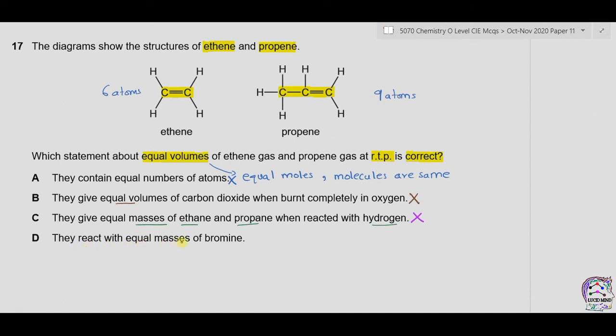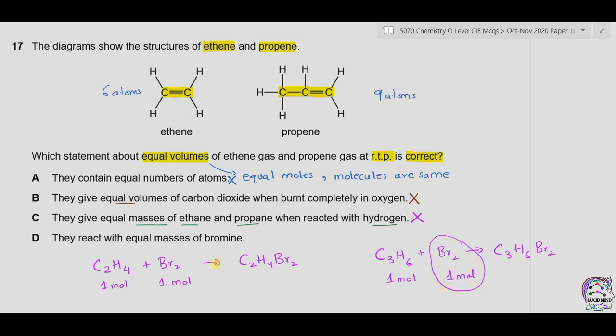D. They react with equal masses of bromine. Now ethene will react with bromine in an addition reaction and it will form C2H4Br2. Similarly, addition will occur in propene and bromine atoms are attached to the double bonded carbon atoms and the double bonded carbons turn to single bonds. Now we can see that 1 mole of ethene reacts with 1 mole of Br2. Similarly, 1 mole of propene also reacts with 1 mole of Br2.